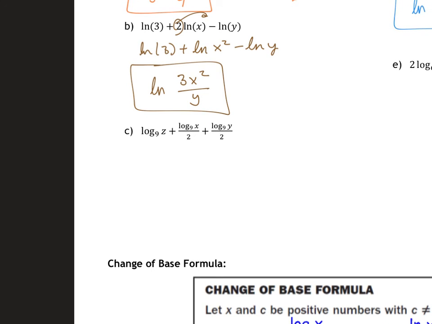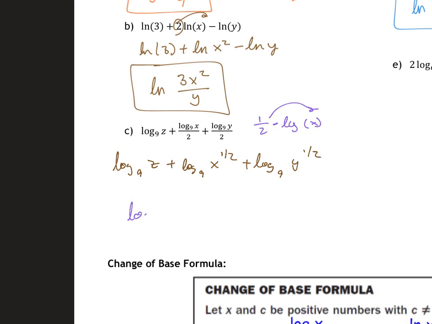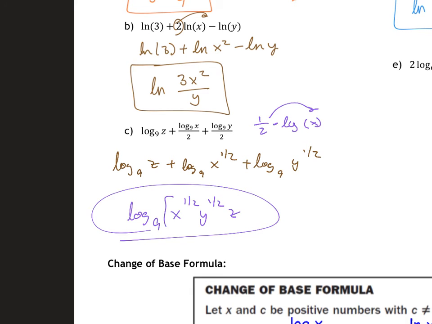All right, same thing with z. So let's rewrite it. So I got log base 9 of z plus log base 9 of x to the 1/2 plus log base 9 of y to the 1/2. We talked about that in D before. So this is the same thing, once again, as saying 1/2 times the log of x. So that's going to get kicked up. So now my final answer here, I got log base 9, everything's positive. So x to the 1/2, y to the 1/2, z. And we are done.